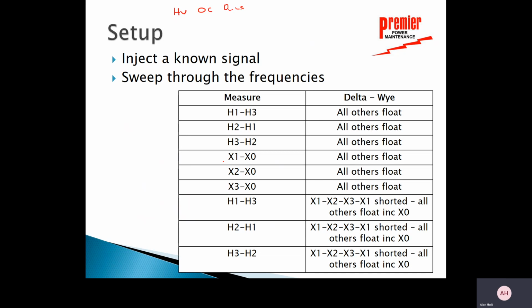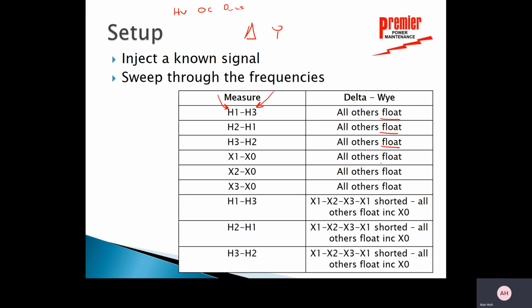If I've got a Y, I'm going to go winding to neutral, winding to neutral, winding to neutral. I'm still going over a winding, but you've got to understand that on a Y, I'm going to go from H1 to H0, H2 to H0, H3 to H0. So this transformer configuration is a delta Y. So let's start out with the delta configuration. I'm inputting a signal on H1, and I'm going to receive that signal on H3, and I'm going to monitor that and plot that. All the other windings, including X0 on the secondary, are floating.